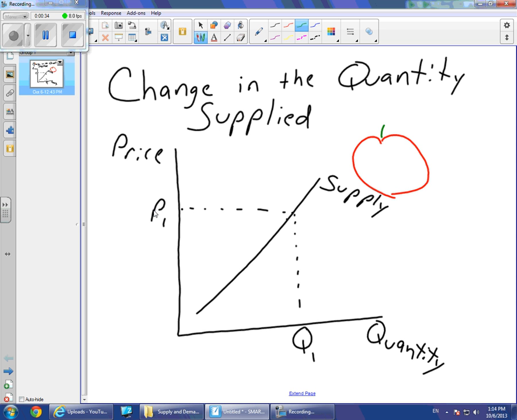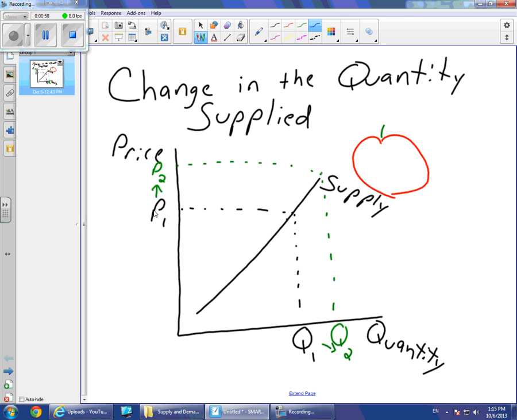If the price of apples were to rise to, say, P2, which we again denote with an arrow, producers of apples would have a greater incentive to make more and would now supply Q2 quantity. In other words, as the price of the item itself rises, producers are willing to supply more.